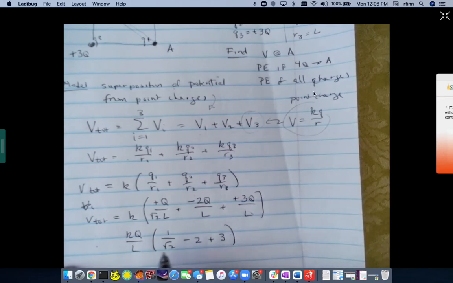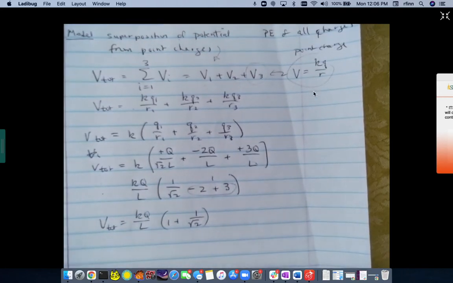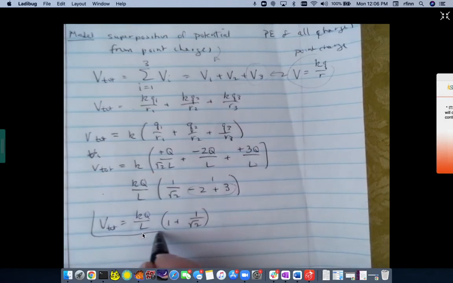These two would be a 1. So I get 1 plus 1 over the square root of 2, times kQ over L. I think we can leave it like that. That's okay with me. Or you could plug in if you want to get an actual numerical answer. Let's just leave it like that for now. Okay, so that was the first part.